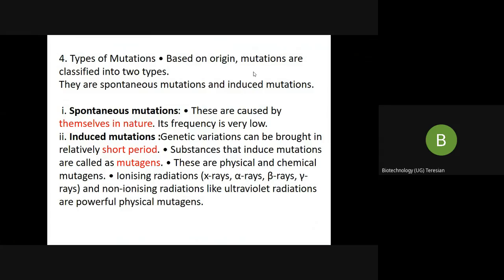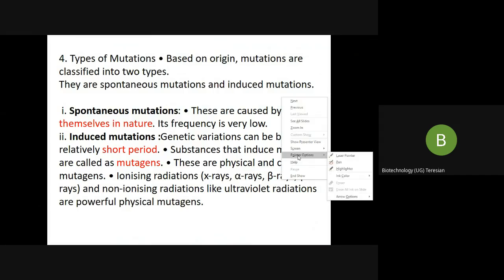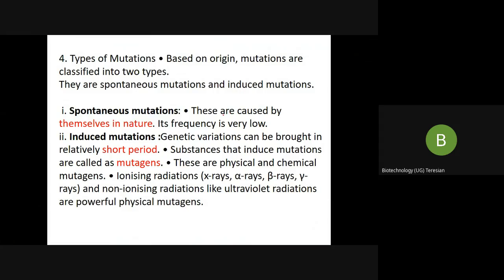You know that Hugo de Vries observed mutation in the evening primrose plant, and later on Muller introduced mutation in Drosophila by using X-rays. So there are two types of mutation. One is the spontaneous mutation and the other is the induced mutation. Spontaneous mutations are natural mutations. That is, they are caused by themselves in nature, and they are very low in frequency.